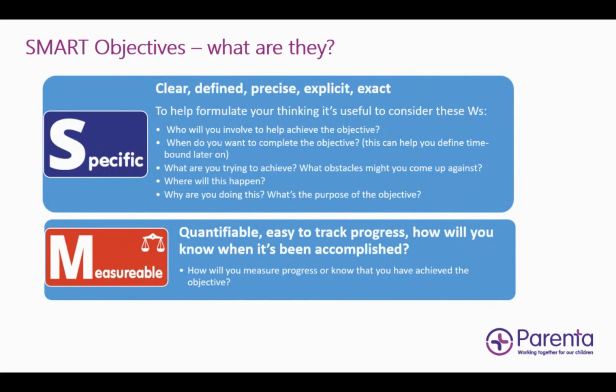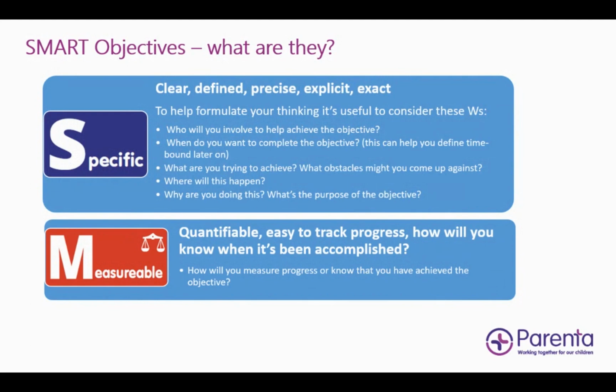So specific, what does it mean to be specific? It means that it's clearly defined. The objective is precise, it's explicit, there's no question. So people have no misunderstanding around what it is that this goal is setting out to achieve. And to help you think about that in a bit more detail, it's really useful to think of these W's, you know, the what, why, how, why words that you might use.